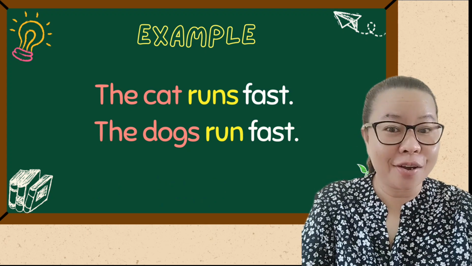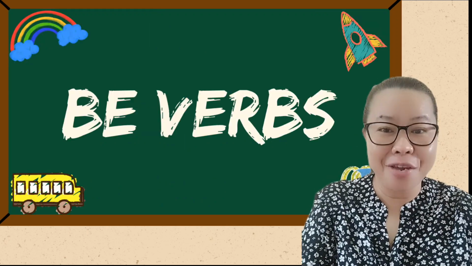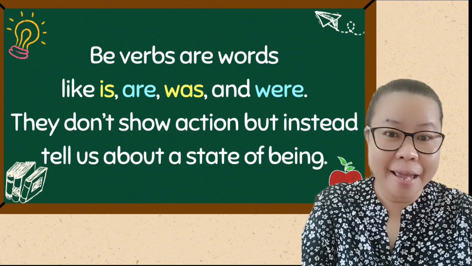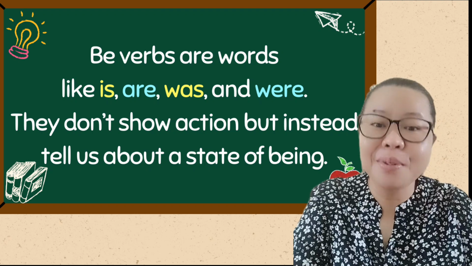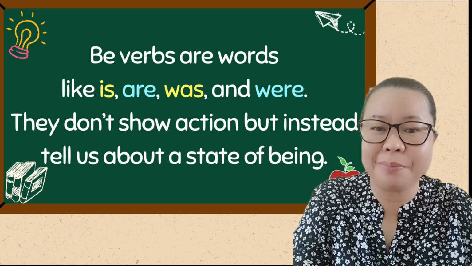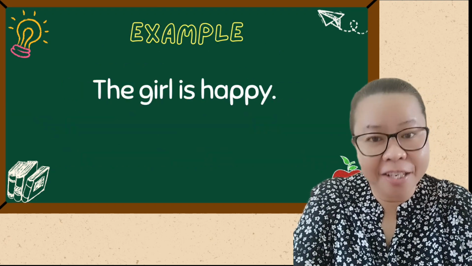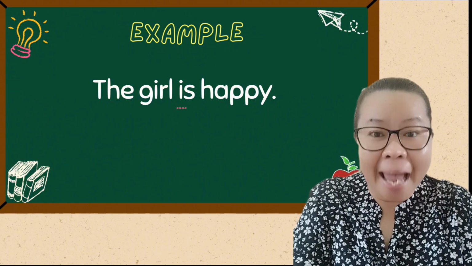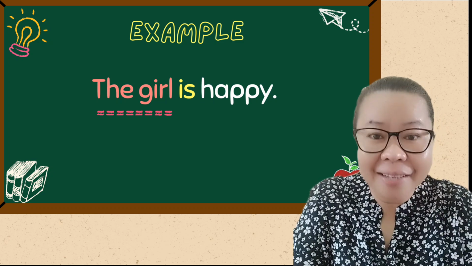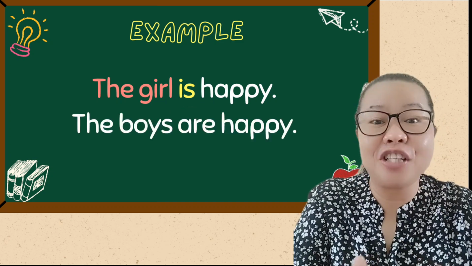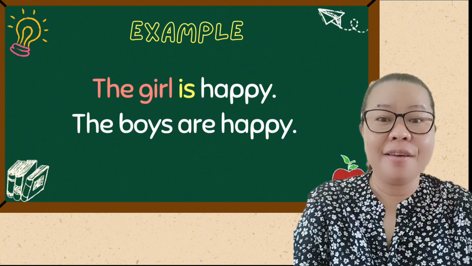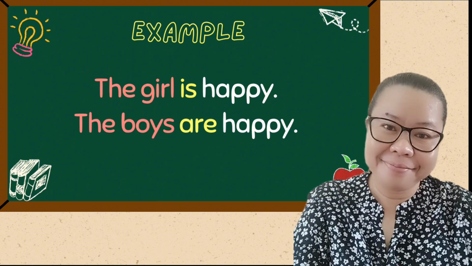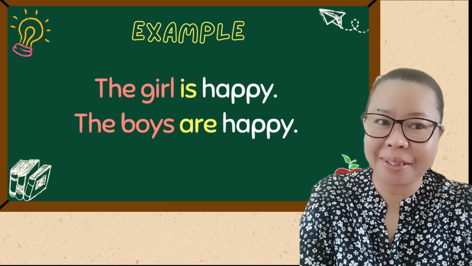Now, let's talk about the special kind of verb, be verbs. These are words like is, was, are, and were. Here's how subject and verb agreement works with be verbs. If the subject is singular, like the girl, we say, "The girl is happy." Singular subject, singular verb. But if the subject is plural, we say, "The boys are happy." Plural subject, plural verb.